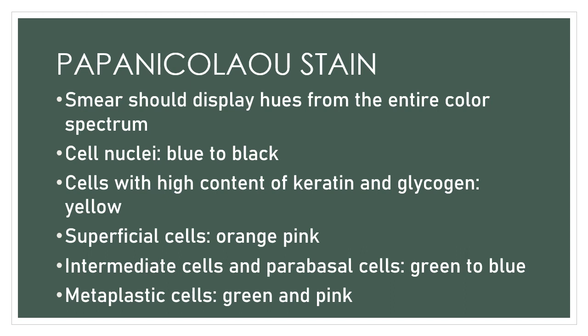Your cells with high content of keratin and glycogen should be stained yellow. Your superficial cells should be stained orange pink. Your intermediate cells and parabasal cells should be green to blue. And then your metaplastic cells should be green and pink.